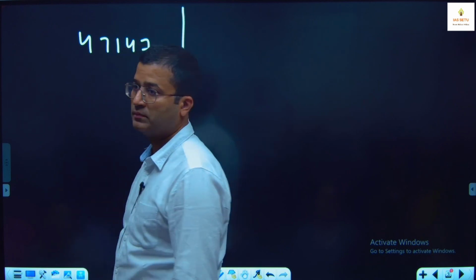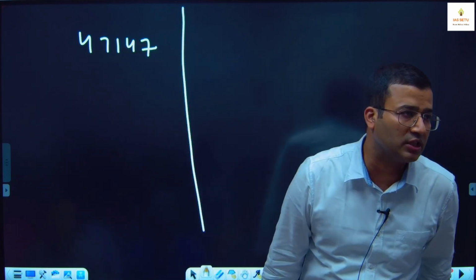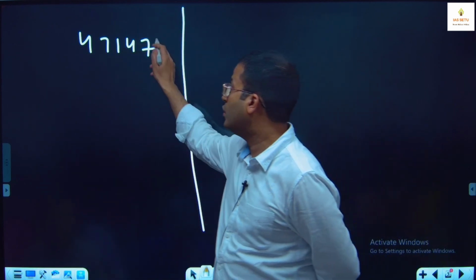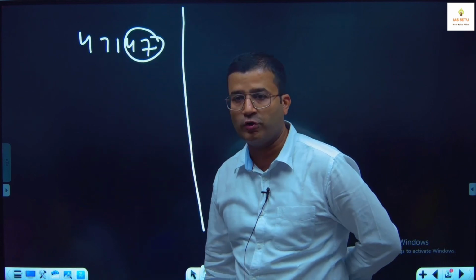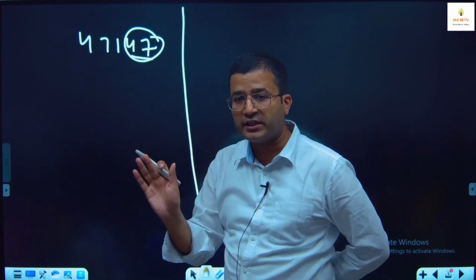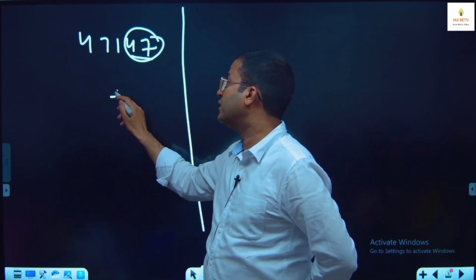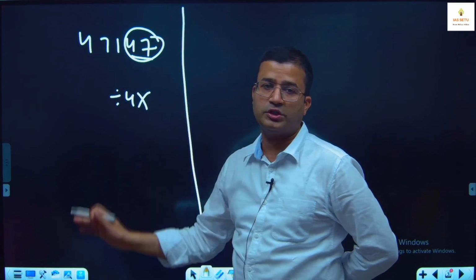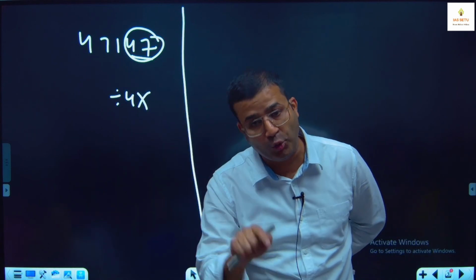47,147. Tell me if this number is divisible by 12. No, because it is not divisible by 4. 47 is not divisible by 4. If it is not divisible by 4, it is not divisible by 12. It has to be divisible by both.